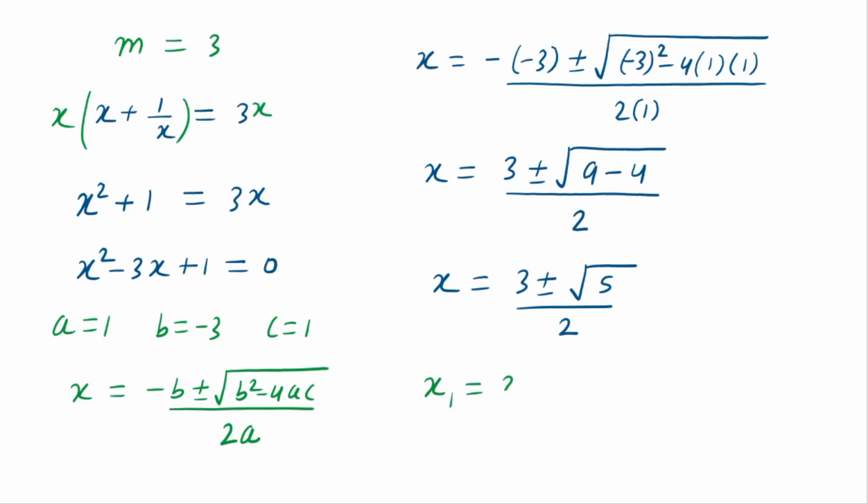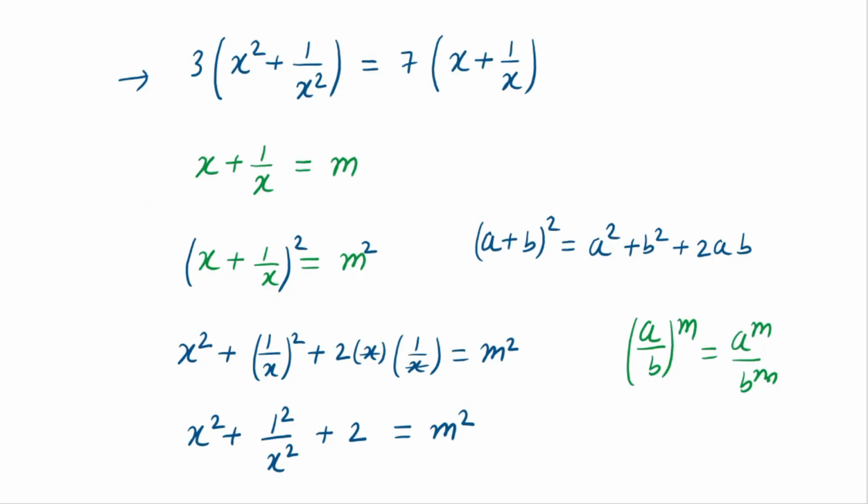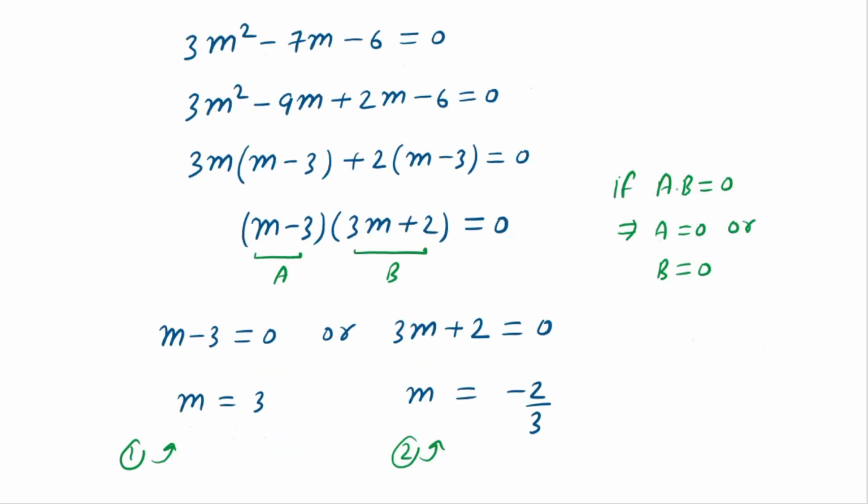This is equal to 3 plus square root of 5 over 2. And the second solution, x2, is equal to 3 minus square root of 5 over 2. Now solve case second. In case second, the value of m is equal to minus 2 over 3.